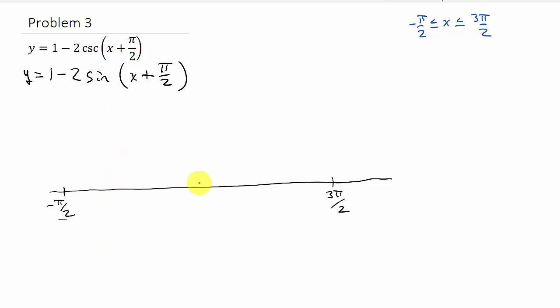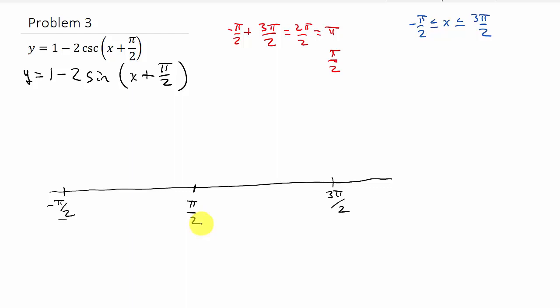All right, so let's go ahead and find the midpoint here. All you do is add the two that you're looking to find the midpoint between, add them up, and then divide by 2. So if I take negative pi over 2 plus 3 pi over 2, that equals 2 pi over 2, which is pi. And if I take pi and halve it, I get pi over 2. So this would be pi over 2.